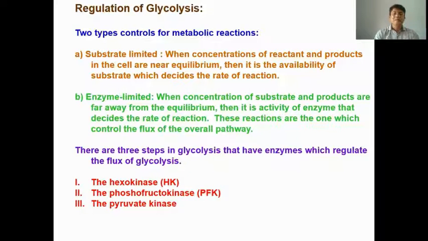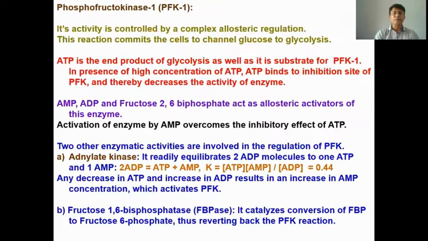There are 3 steps in glycolysis that have enzymes which regulate the flux of glycolysis. These enzymes include hexokinase, phosphofructokinase, and pyruvate kinase. Phosphofructokinase 1, its activity is controlled by a complex allosteric regulation. This reaction commits the cells to channel glucose to glycolysis. ATP is the end product of glycolysis as well as it is the substrate for phosphofructokinase 1.